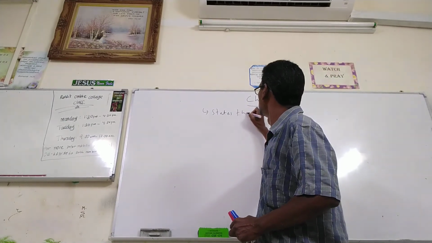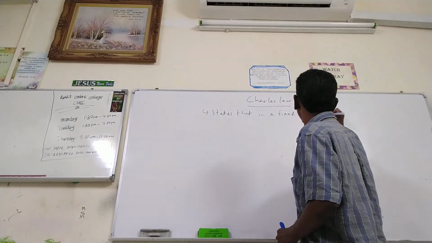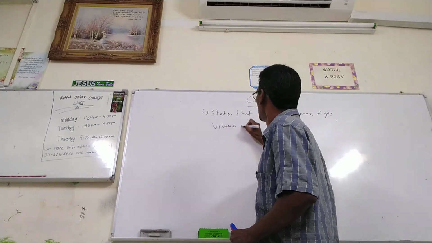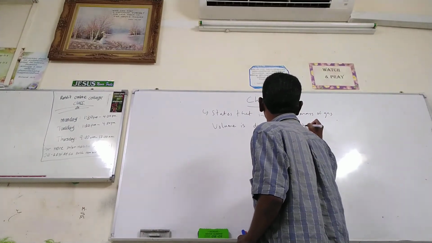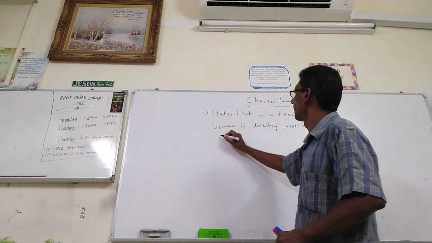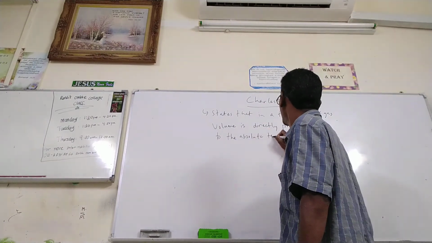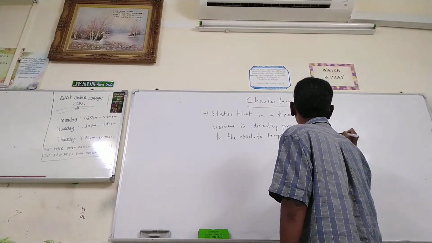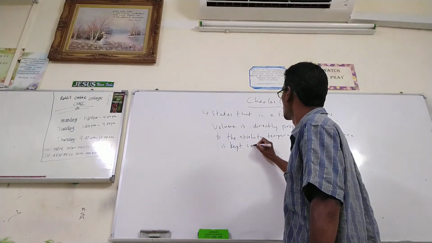Charles' law states that in a fixed mass of gas, volume is directly proportional to the absolute temperature, provided pressure is kept constant.